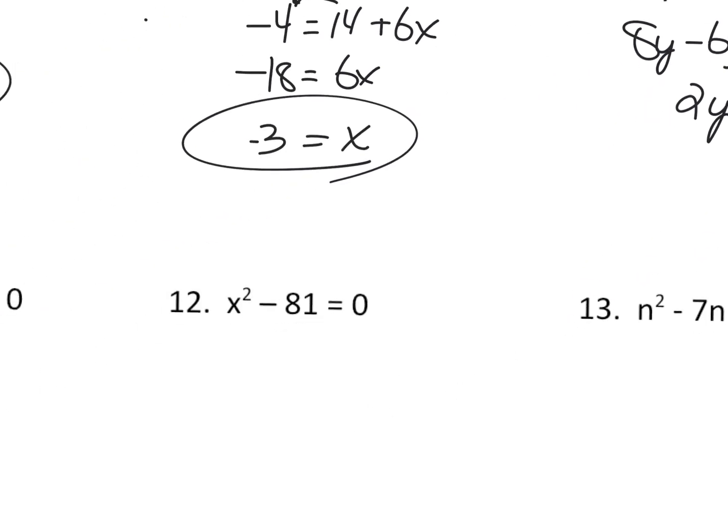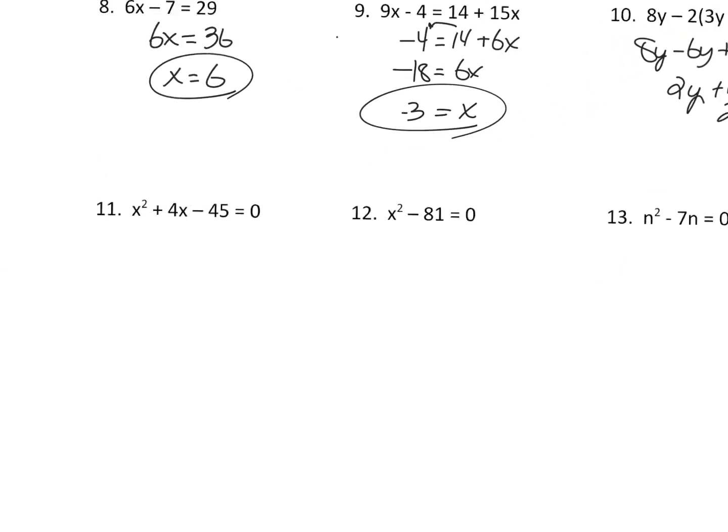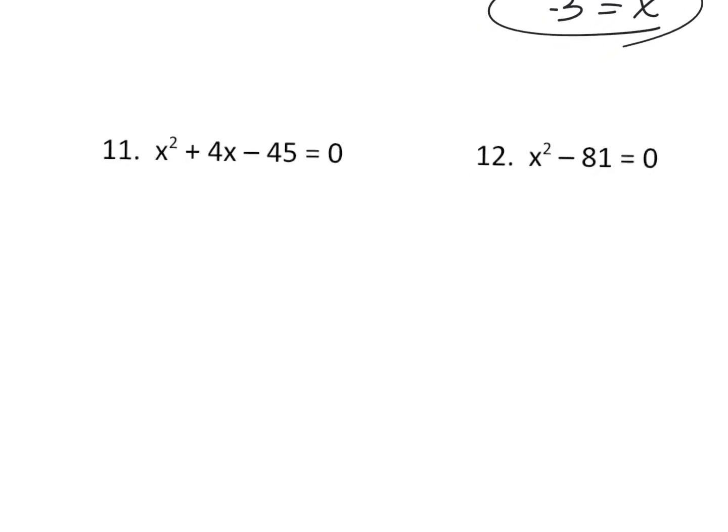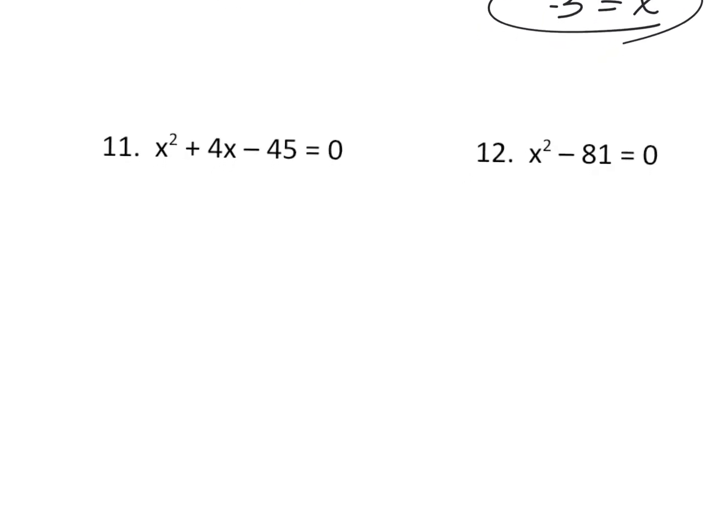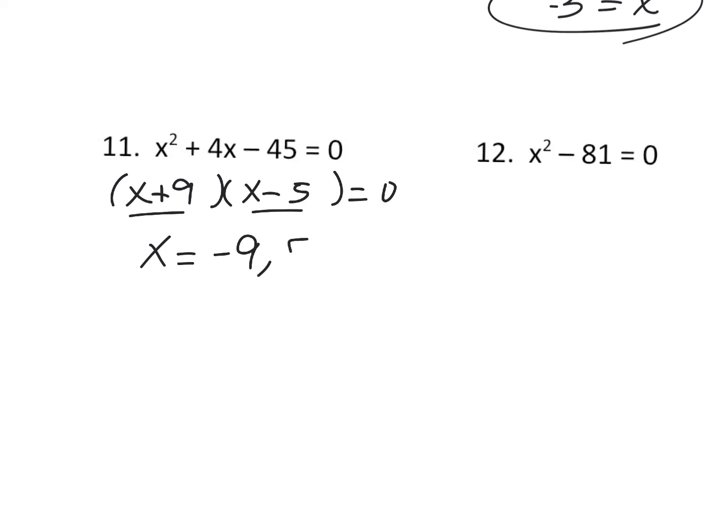All right, 11, I think it's down here. There it is. 11, 12, and 13, you have to factor to solve it. So for 11, I'm trying to think of factors of negative 45 that would give me positive 4. So I'm going x plus 9 and x minus 5. And the reason it's plus 9 and minus 5 is because there's a positive 4 in the middle. So my 2 answers, whatever makes my parentheses equal 0, are negative 9 and 5.